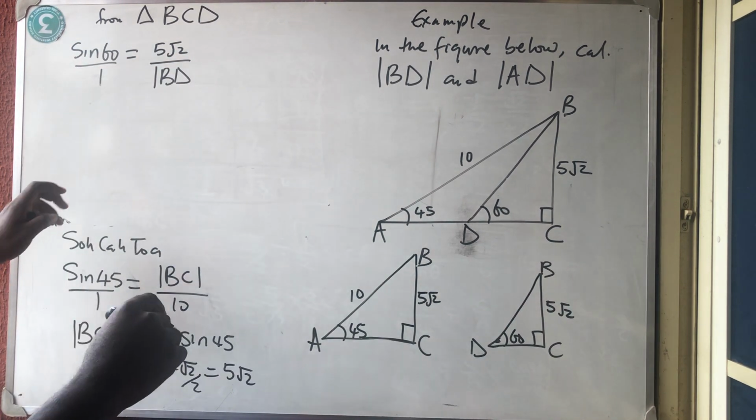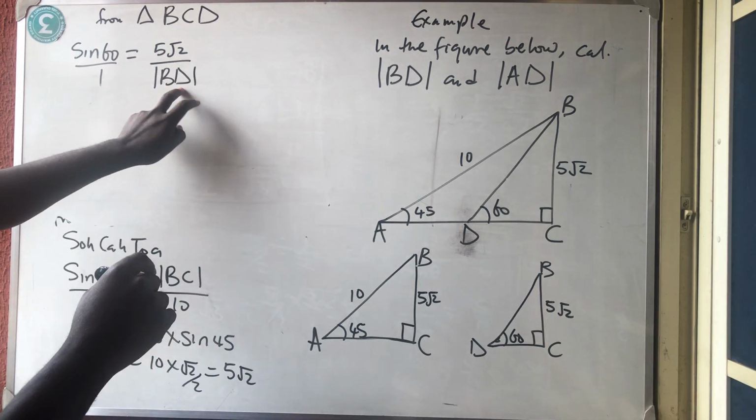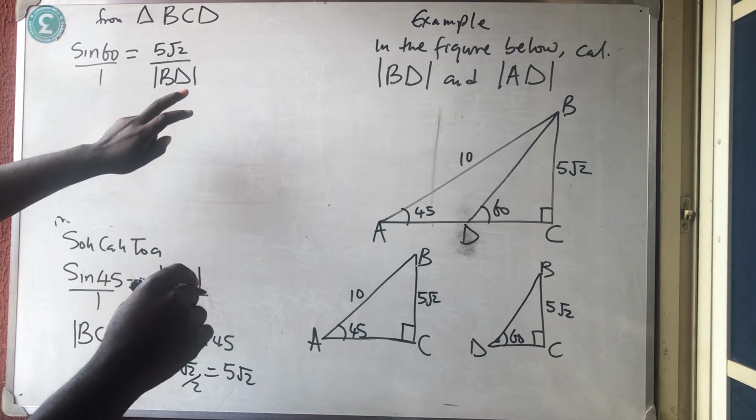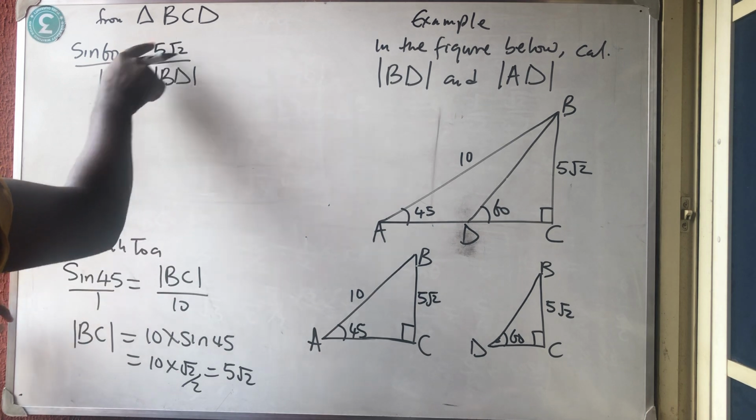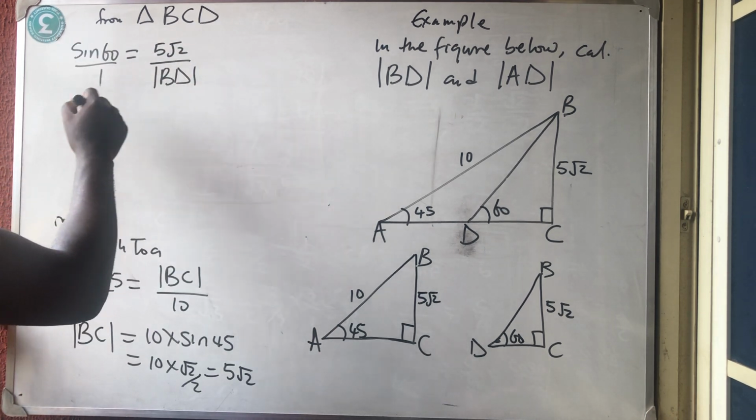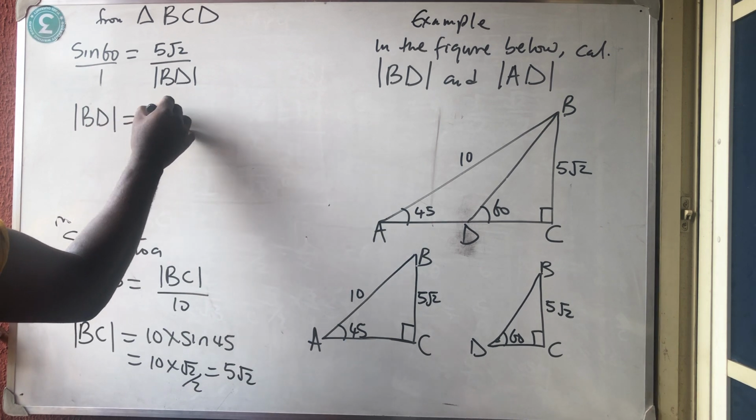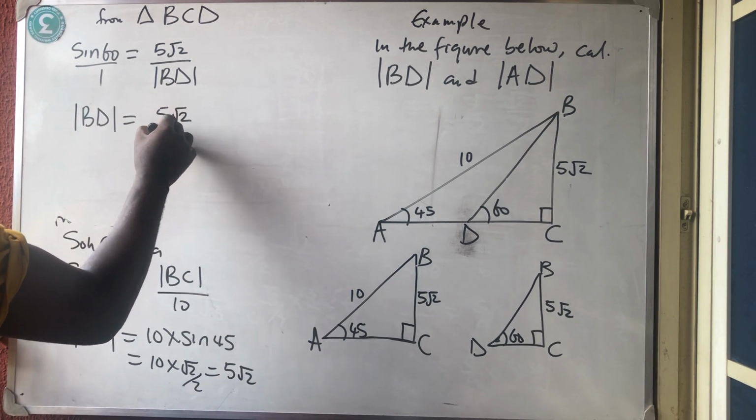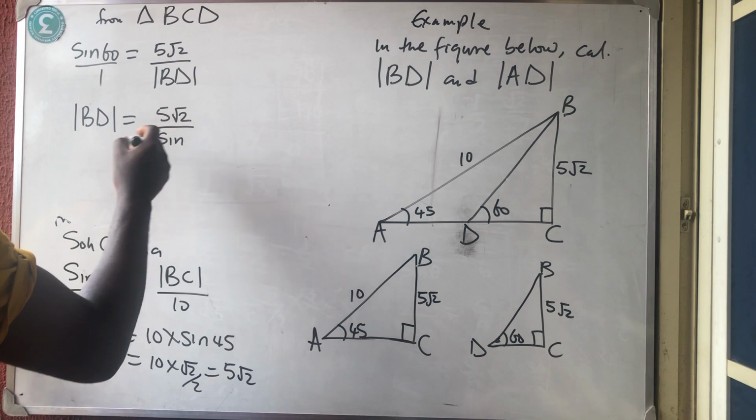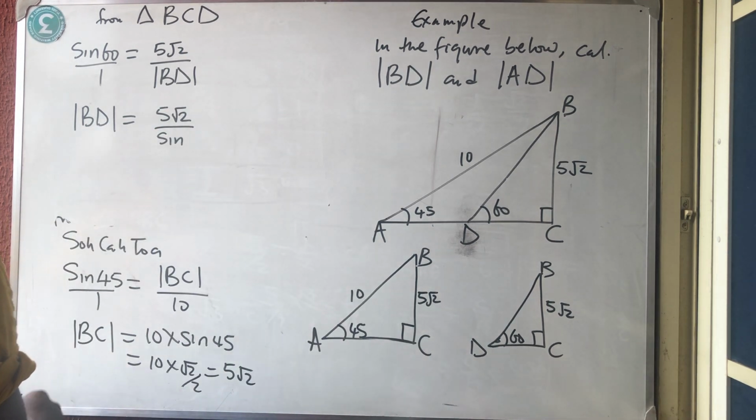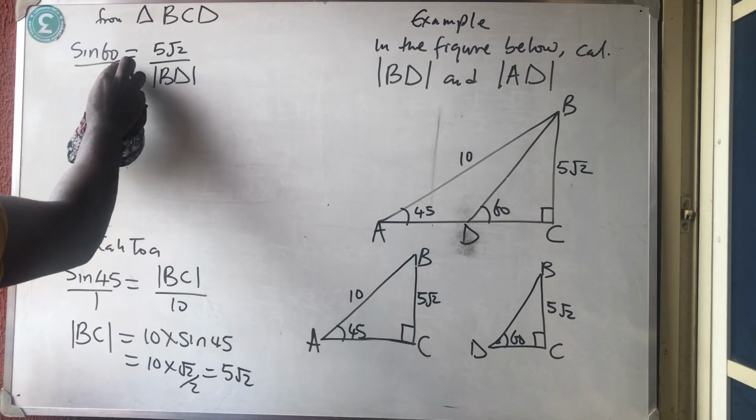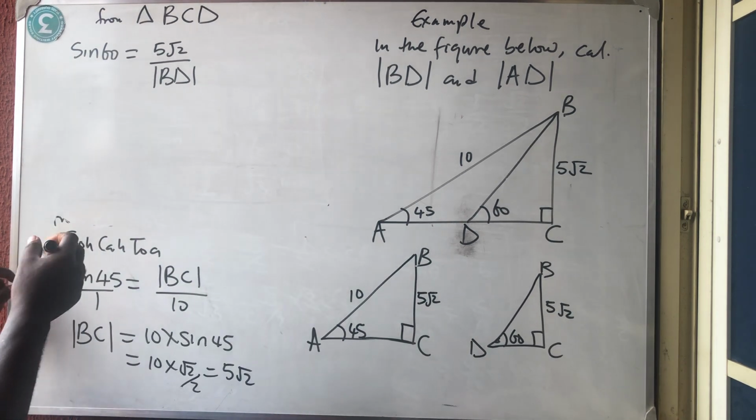So you know, in math, when you cross multiply, things can change. Anything that goes across in cross multiplication can change. So if they change, I will have line BD is simply 5 root 2 divided by sine 60. In fact, let me just put what sine 60 is. Any method you like, we'll still get the same answer.